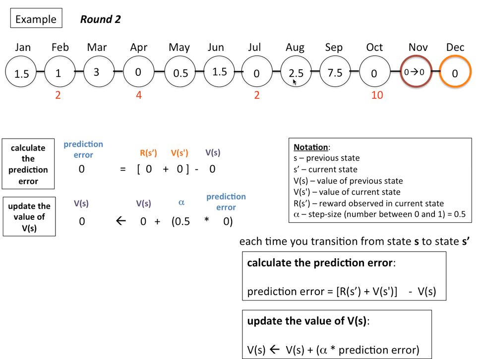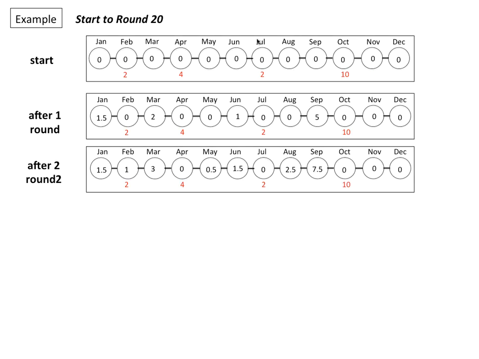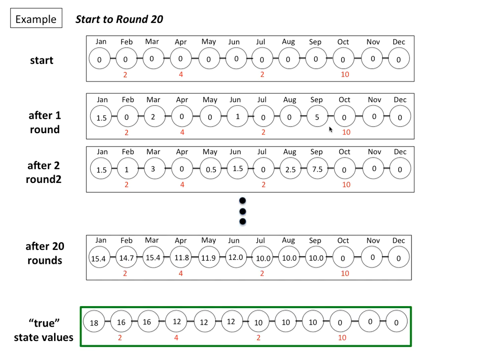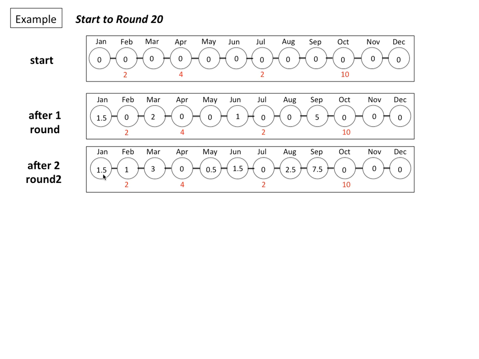And notice August used to be 0, and now it's been increased because it's inheriting some of the value for September. Okay, so here's a little summary of what happened. We started here with everything at 0. After round 1, that's where we were. And after round 2, here's a little bit of a typo. After 2 rounds, here's where we were.